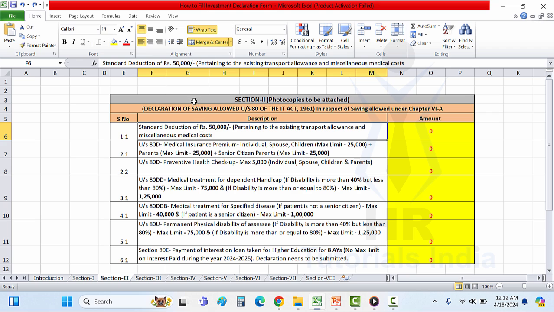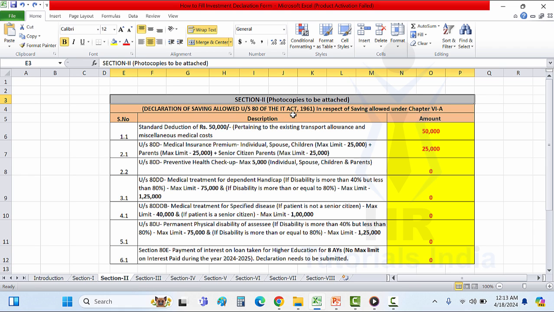Now let us see what are the sections which have been opted by the employee for this financial year under Section 2. Standard deduction is common for everybody, that is 50,000. Medical insurance premium, here the employee opted for 25,000, that is for individual, spouse and children only. Preventive health checkup, here it is 0. Medical treatment dependent handicap, it's 0. Then comes medical treatment for specified disease, it is 0. Permanent physical disability, it is 0. Under Section 80E, interest on loan taken for higher education, it is 0.